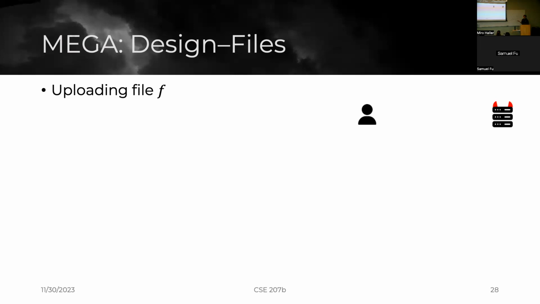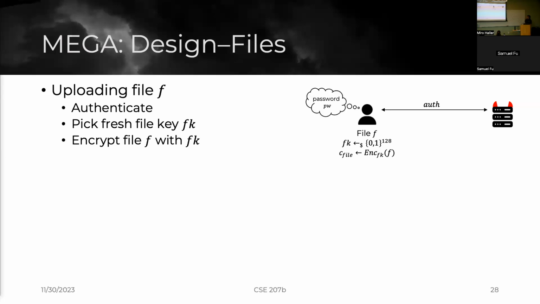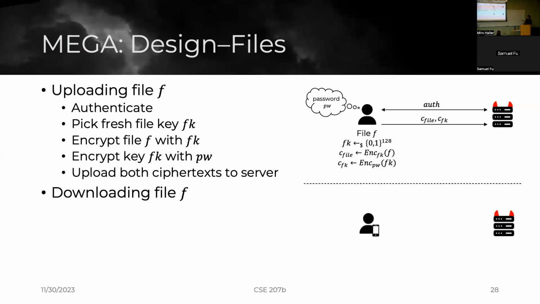How their system works is pretty simple. If a user wants to upload a file, they authenticate to the server. They pick a fresh random file key for that file, and encrypt the file with that key. Then they use their password to encrypt the file key itself and upload this encrypted file key to the server together with the encrypted file. Now, this is the point I was referring to before: why would we ever encrypt the key and then also upload this encrypted key to the server?